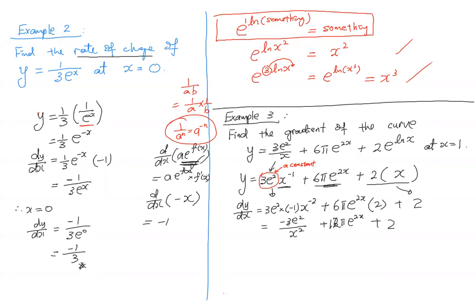So now I put in x equal to 1. So my dy/dx equals -3e squared over 1 plus 12 pi e to the power 2 times 1 plus 2. So this will be -3e squared plus 12 pi e squared plus 2. That's it.